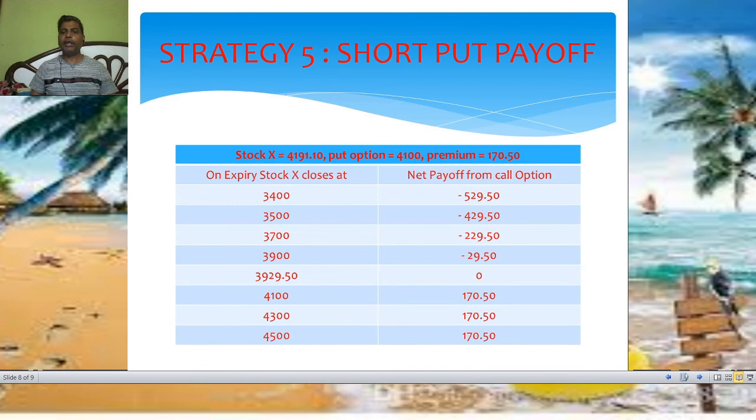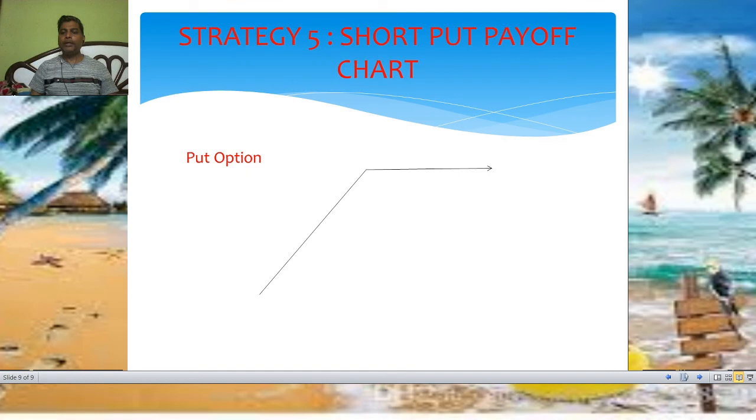So from this table, we can evaluate that the risk in the short put option strategy is unlimited, whereas the reward is limited to the option premium only. Now let us try to understand this with the help of the graph. From this graph, we can see clearly that the reward is limited to the option premium only. Whereas if the stock or index falls down, then the seller will have the unlimited loss.